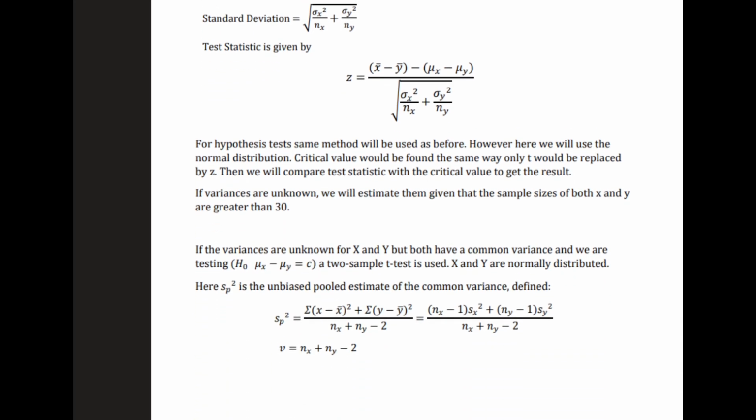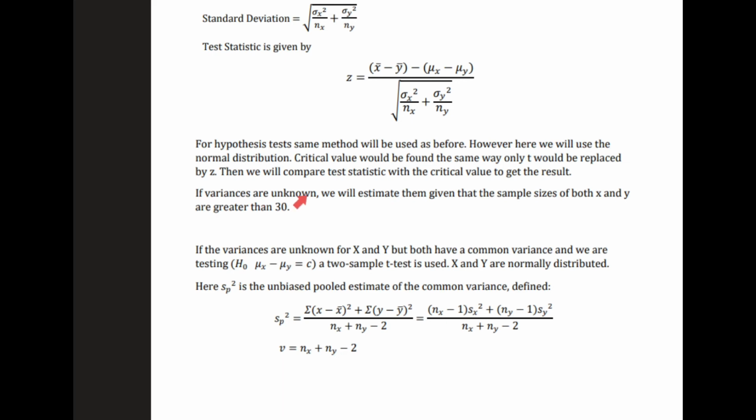Then after that, for hypothesis test, same method will be used as before. However, here we will use the normal distribution. So when you check table, you have to check the Z distribution and not the T distribution. Critical value would be found the same way, only T would be replaced by Z. Then we will compare test statistic with the critical value to get the results. If variances are unknown, we will estimate them given that the sample size of both x and y are greater than 30. So that's the condition. Okay, so we use Z distribution if n is greater than 30, although we don't know the variance.